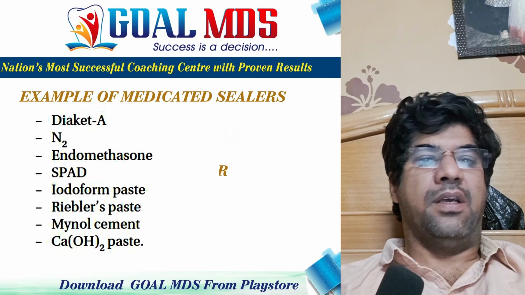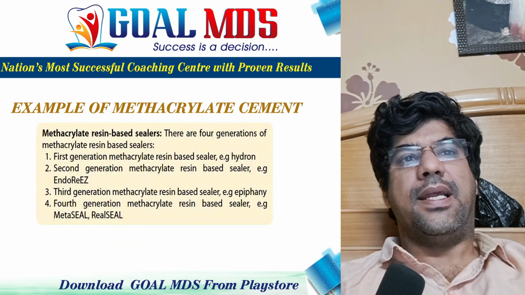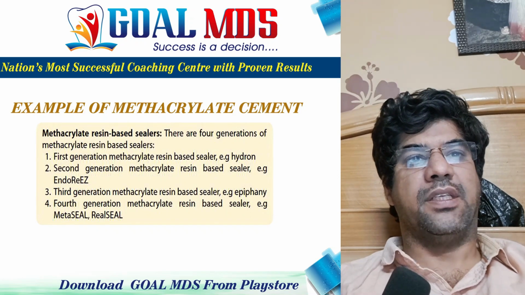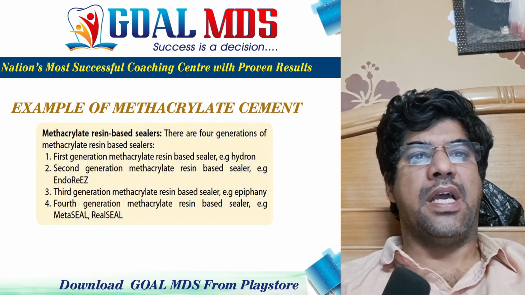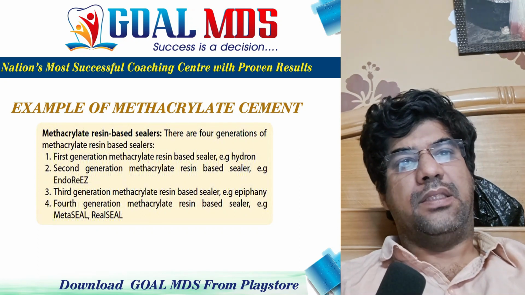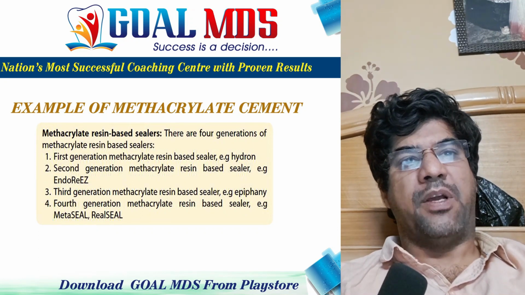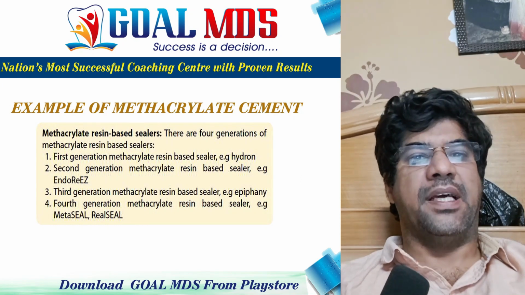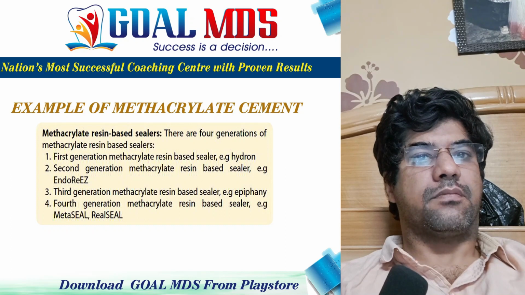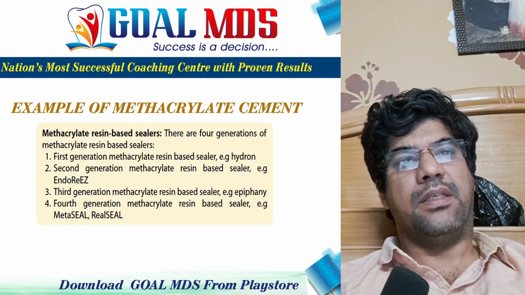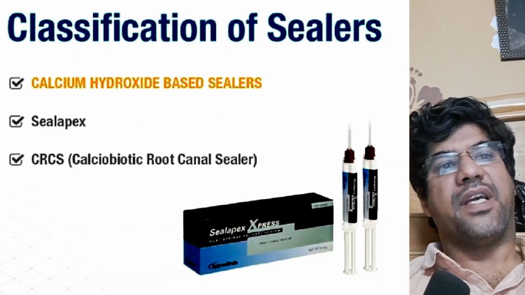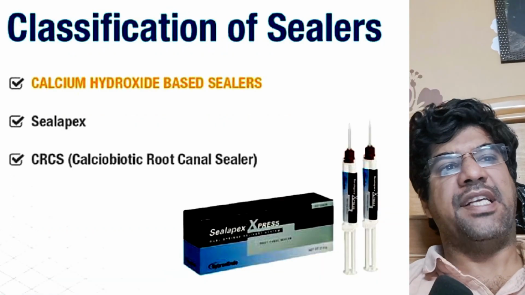According to Grossman, the methacrylate resin based sealers can be classified into 4 generations: first generation, second generation, third generation, and the fourth generation. Endorez is an example of methacrylate resin based sealer, and it is a second generation resin based sealer. Epiphany is a third generation methacrylate resin based sealer.